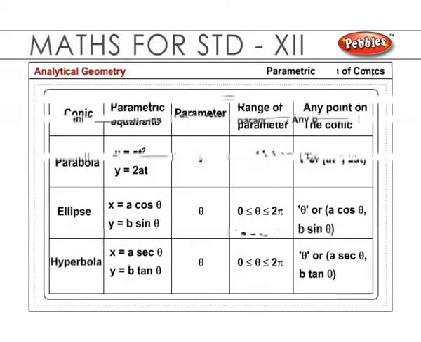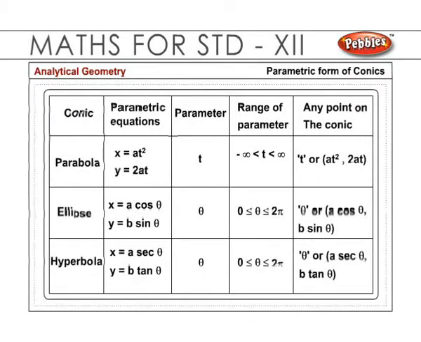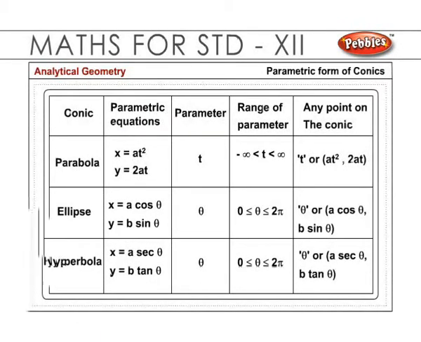Parametric form of conics. From the above table, we have two forms of representation of conics, that is, Cartesian form and parametric form. Now, we will derive the equations of chord, tangent, and normal to the conics.